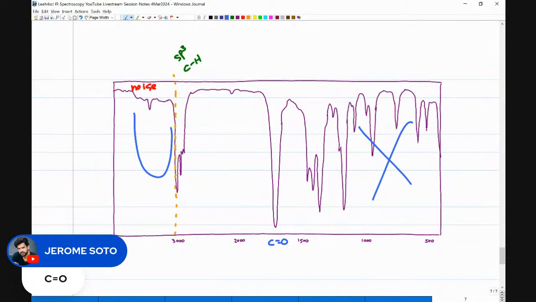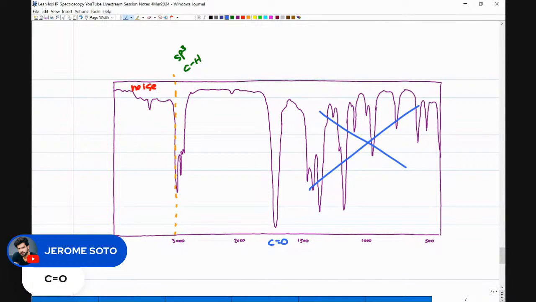I obviously don't have C to C pi bonds, meaning double or triple bonds. I don't have an alcohol. I don't have an amine. I don't have a carboxylic acid. I don't have any of that. This right here is mostly noise, nothing exciting here. And there's a lot going on here, but because we had nothing here justifying that I need to look to the right, I'm not going to, because fingerprint region, it's a mess. That's a bigger region right there. So we're going to ignore all of that.